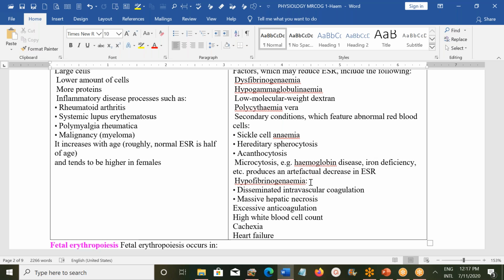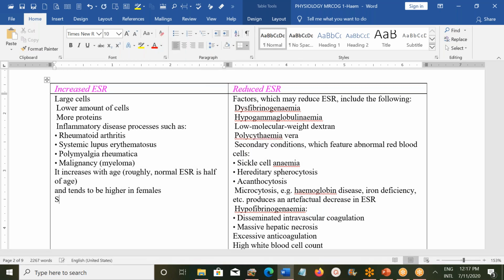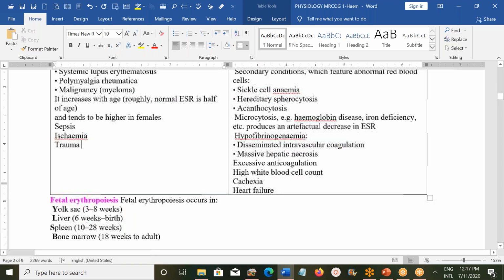So ESR will also increase, like we have seen in most of these conditions. Then additional conditions can be, it will increase in sepsis. Then it can increase if there is ischemia, and it can also increase if there is some trauma to the body. In response to the trauma, it will increase. And then the immunological disorders and the malignancy we have talked about.